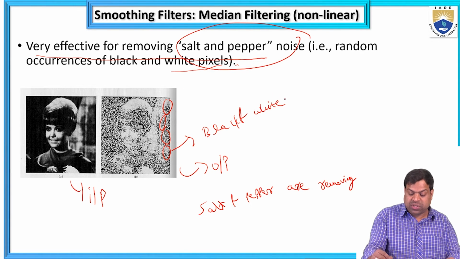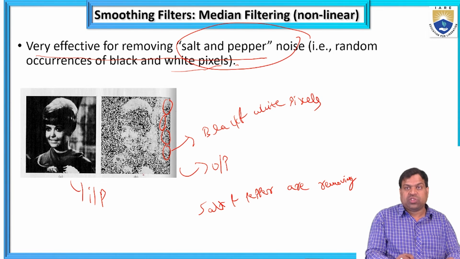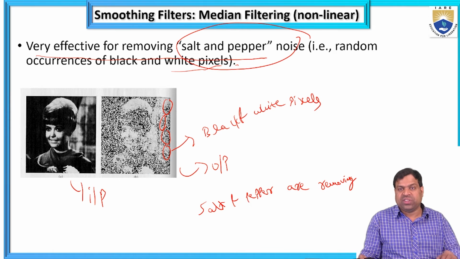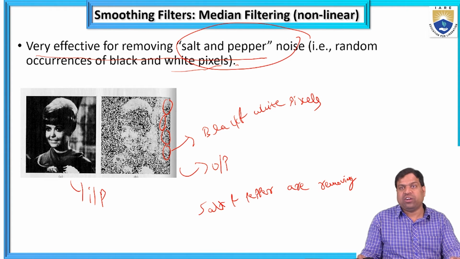Black and white pixels are there. So the input image and the output image, what does that mean? Salt and pepper noise has occurred. So the random occurrence of black and white pixels we are calculating, and the output is a combination of black and white pixels.